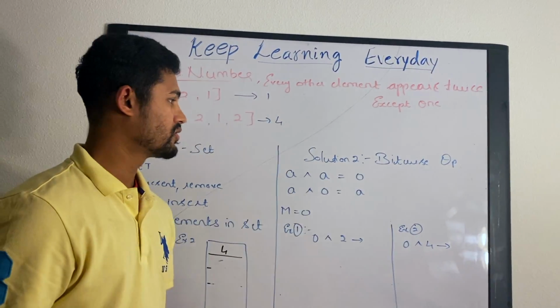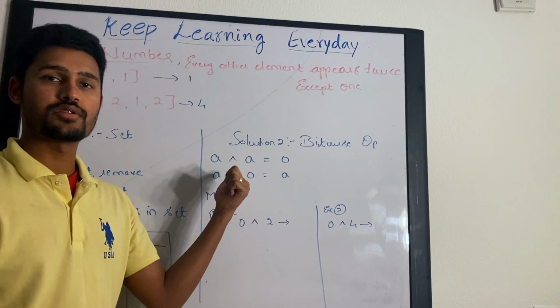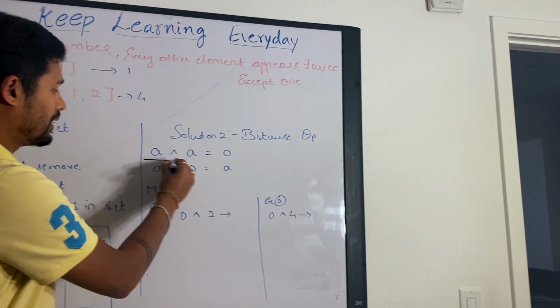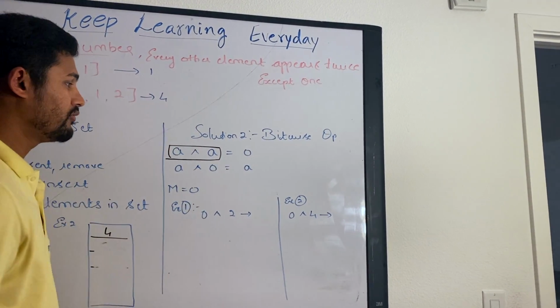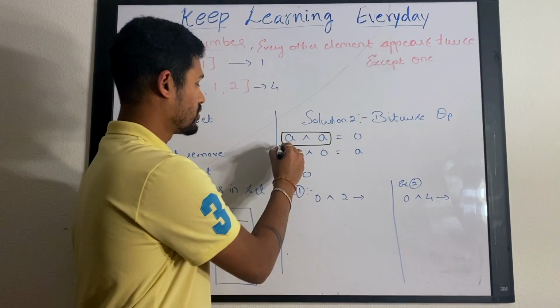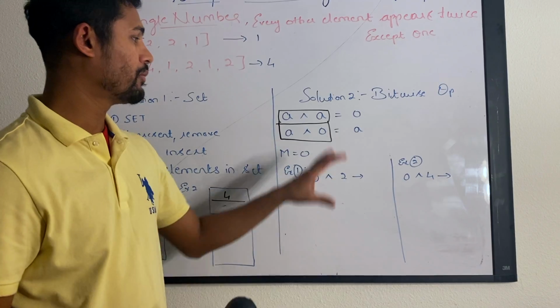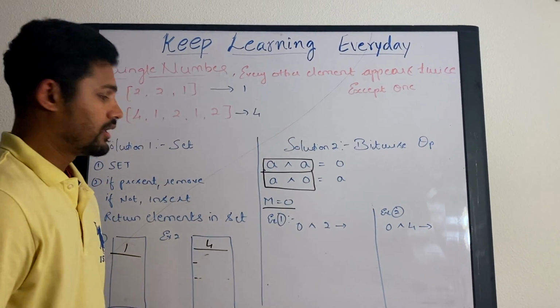Let's go with the second solution. In this case, we are using the XOR operation. So you have two rules here. If you are XORing the same element with itself, then the result is 0. And if you are XORing any element with 0, you get the same element back. So you need to keep in mind these two rules. Let's go with the example.